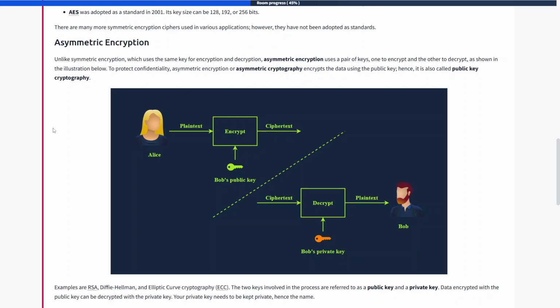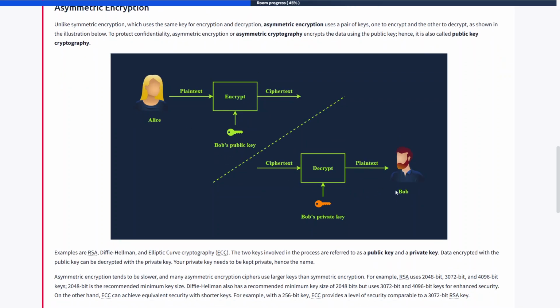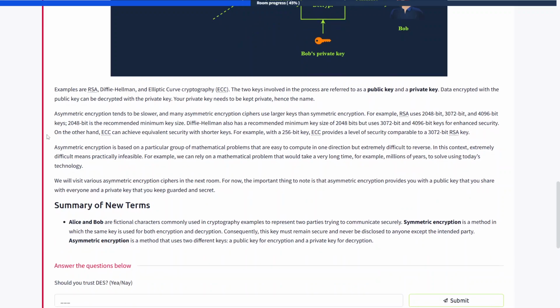hence it is also called public key cryptography. So if we observe this image, when Alice wants to send a message to Bob, Alice will encrypt the message using Bob's public key. Now when Bob receives the ciphertext, Bob will decrypt the message using his own private key. Since Alice used Bob's public key, the text can only be decrypted with Bob's private key. This is a basic example of asymmetric encryption. Examples are RSA, Diffie-Hellman and elliptic curve cryptography.